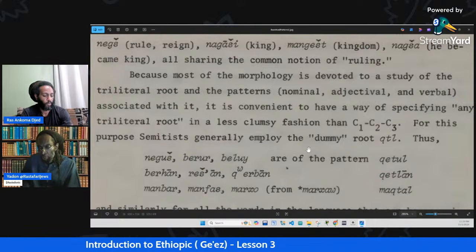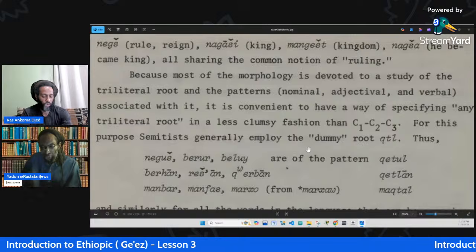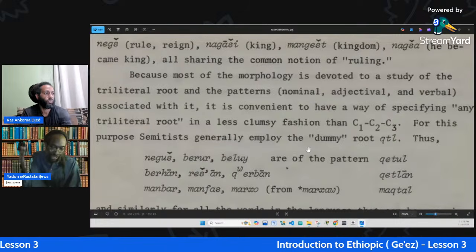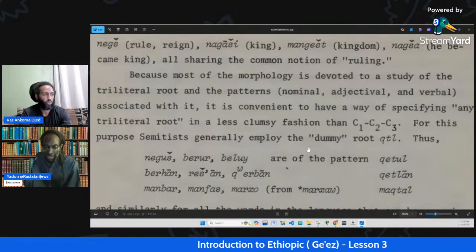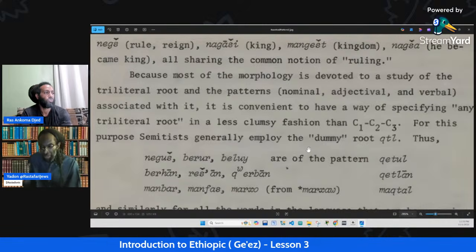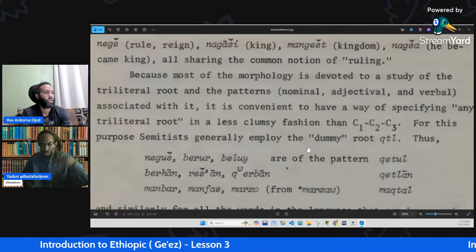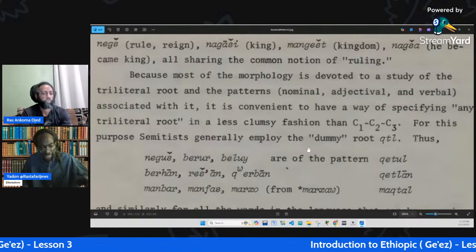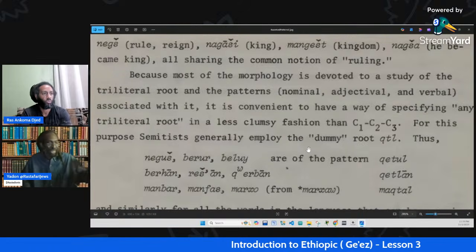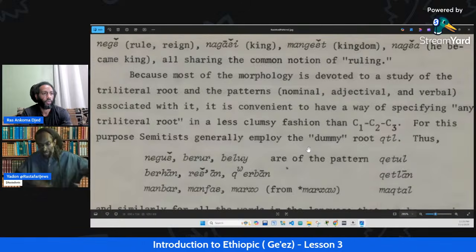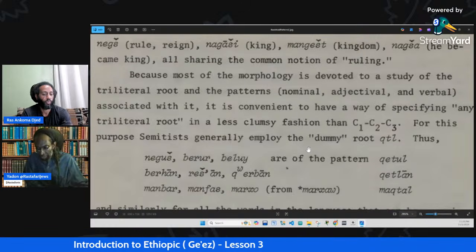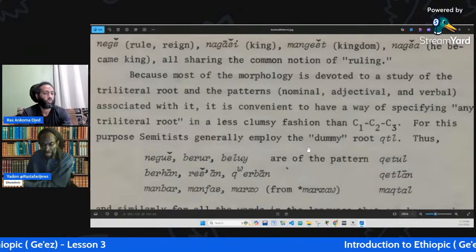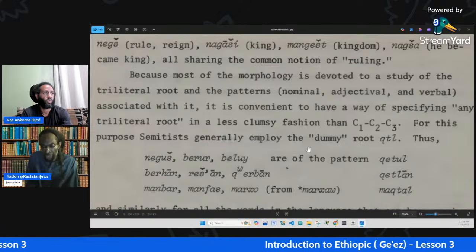This is devoted to a study of the triliteral, the three letters, the three fidels, the triliteral root and the pattern. The nominal is a name, something being used in the adjectival, like an adjective, his kingly character. Kingly there is the adjective. And the verbal is like negsha. Negsha is the verb associated with it.